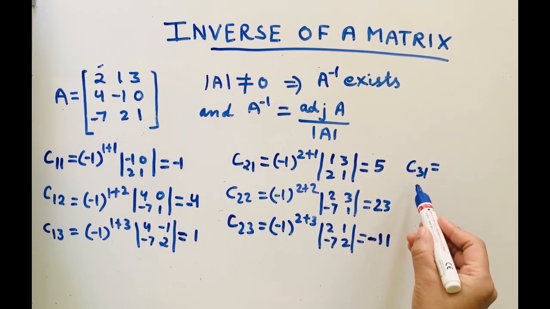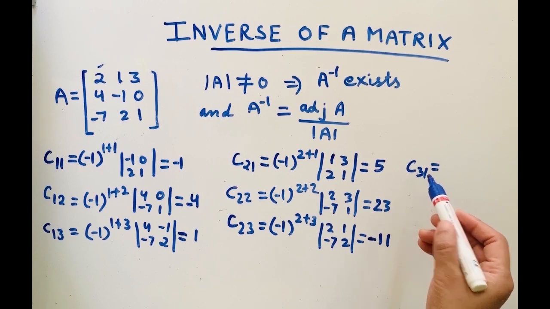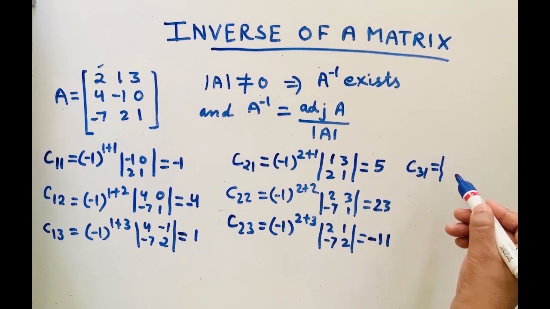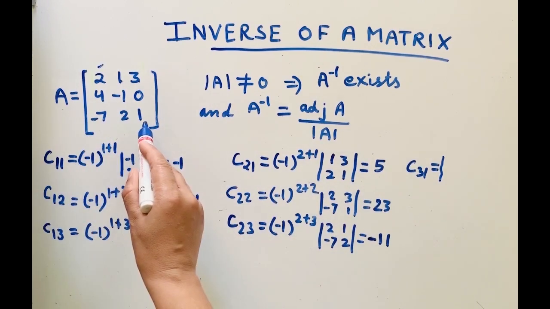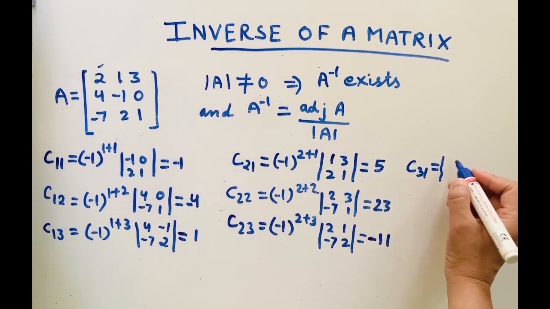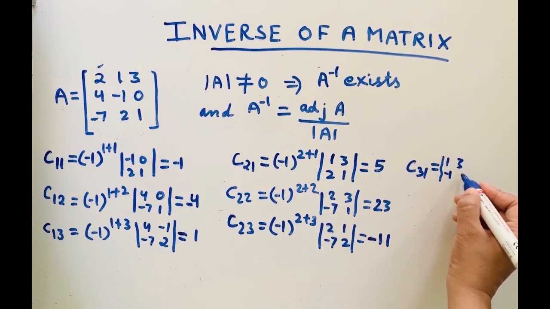Now we'll find out C31. So 3 plus 1 is even, so here positive sign will come. So your cofactor will be, here we will remove the third row and the first column. So what we will get? 1, 3 and -1, 0. So it will be 1, 3, -1 and 0.